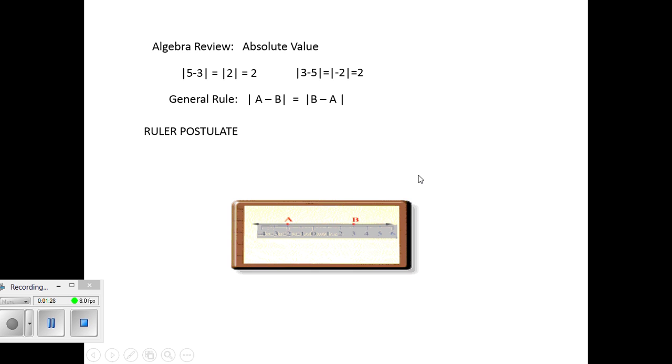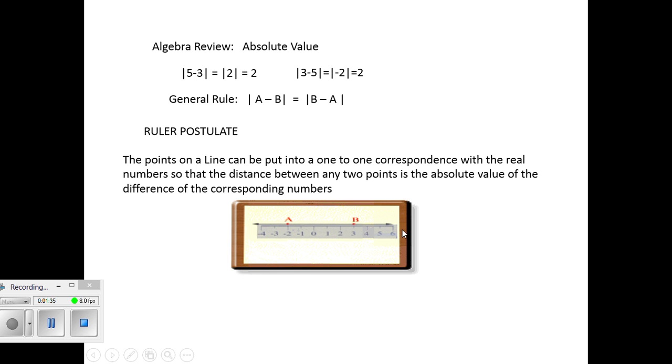So with that, we were able to compose what's called the ruler postulate, which implies the following. We'll go over that. Basically what we're saying, if you have a segment whose endpoints are located at A and B, and that segment can be put over top of a number line, such as what we see here. In this case, A is at the coordinate of negative 2. B is at the coordinate 3.